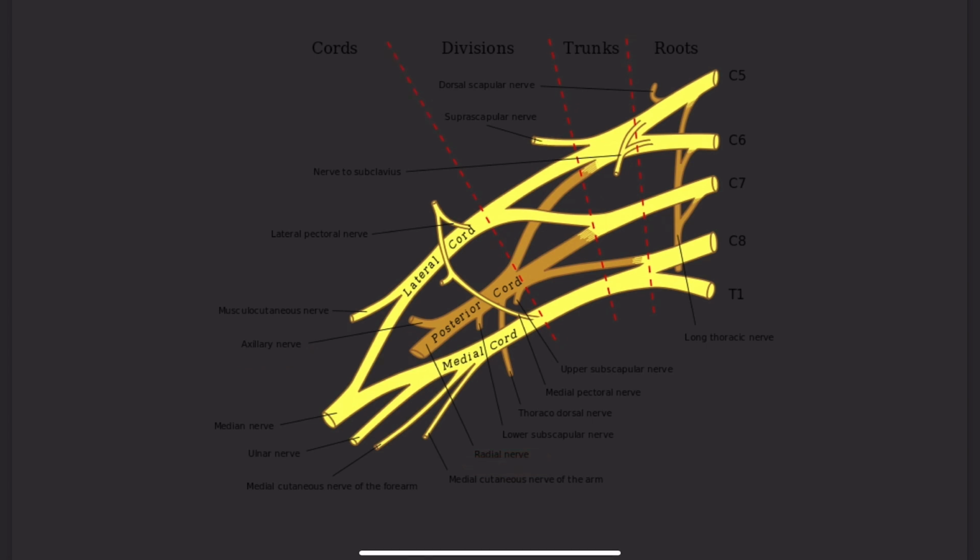Now, the smaller branches of the brachial plexus, apart from these five main nerves, will be the lateral pectoral nerve from the lateral cord and the medial pectoral nerve from the medial cord. From the posterior cord, we will also have the upper subscapular nerve here, the lower subscapular nerve here, and the thoracodorsal nerve or the nerve to the latissimus dorsi. And from the medial cord, we will also have a medial cutaneous nerve of the arm and the medial cutaneous nerve of the forearm.